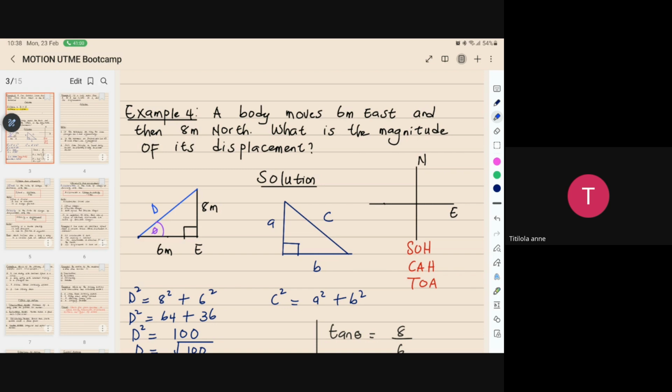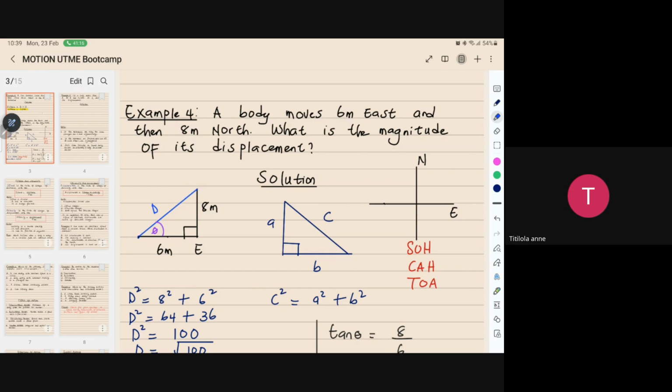But when they are acting along a straight line, maybe in the same direction or opposite direction, you make use of that thing we did, the algebraic sum of both of them. But once there is a movement and it forms a perpendicular line, we have to make use of Pythagoras theorem so that we can get the displacement.